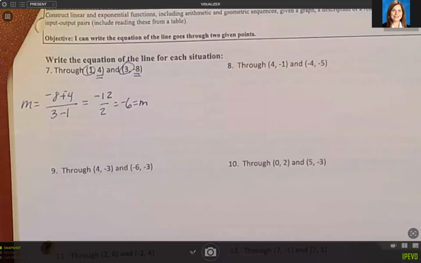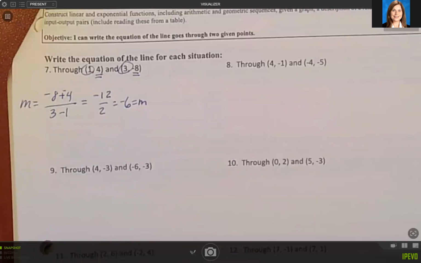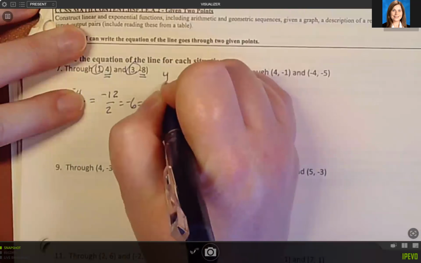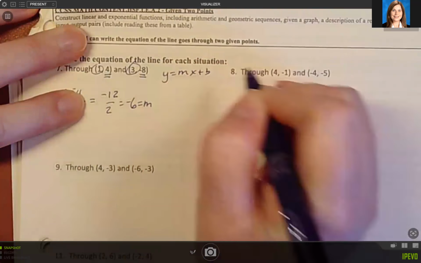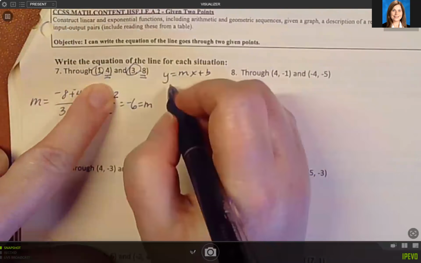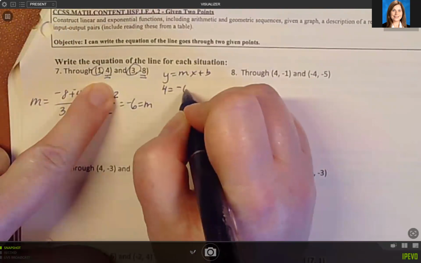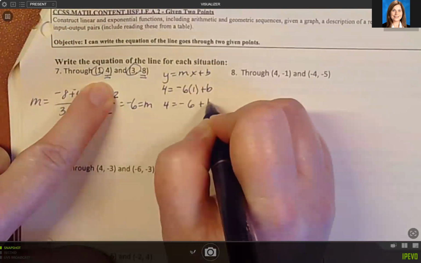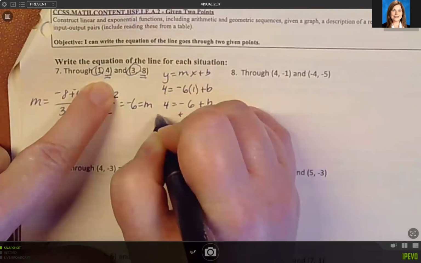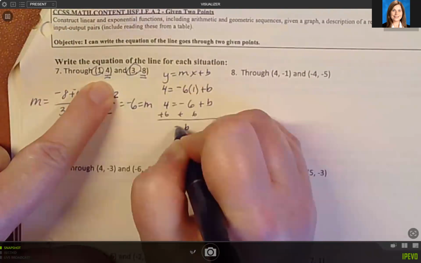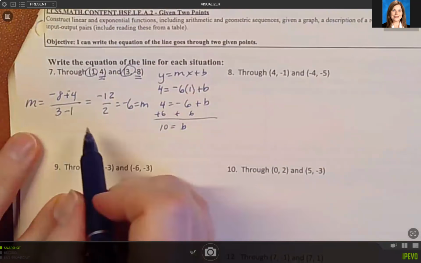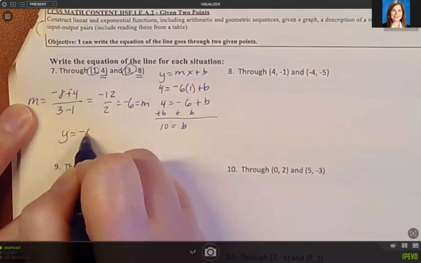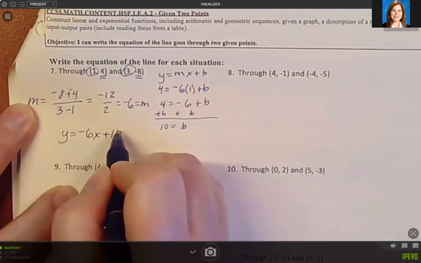Okay, then once we have m, we can substitute in either point and solve for b. So let's go ahead and do that. y equals mx plus b. Our y value, I'll choose the smaller values. 4 is equal to -6 times 1 plus b. 4 is equal to -6 plus b. Add 6 to each side. b is equal to 10. Okay, so we know m is -6 and b is equal to 10. So the equation of the line is y equals -6x plus 10.